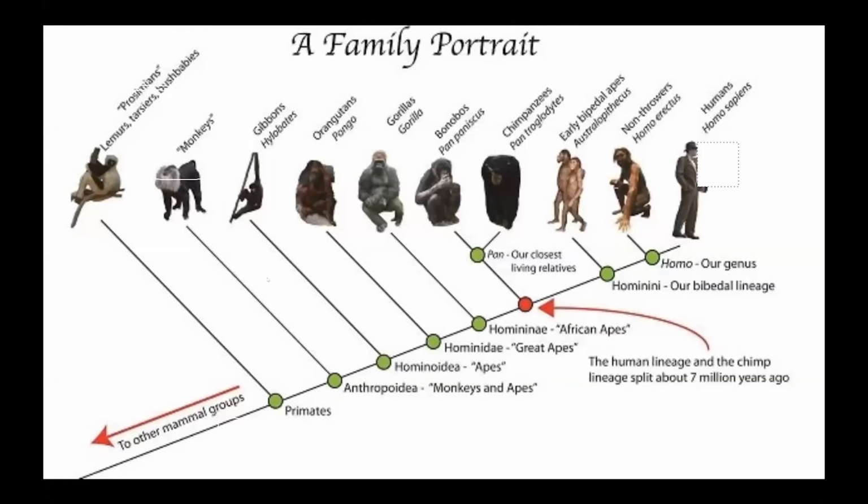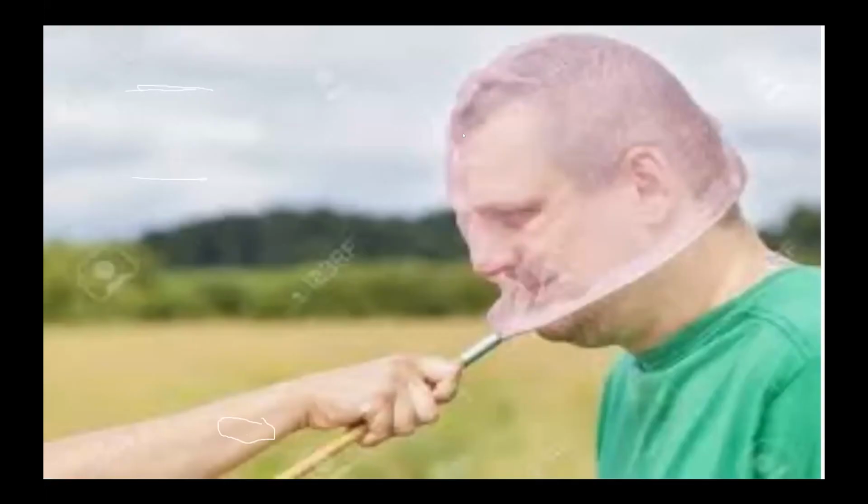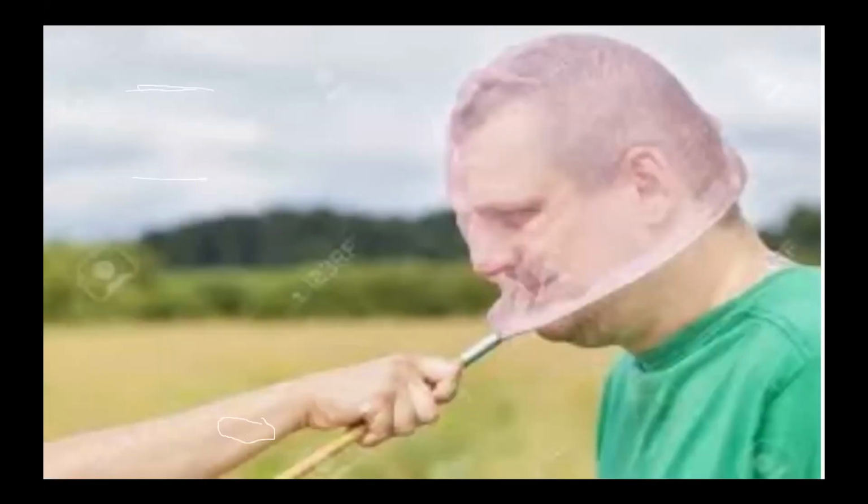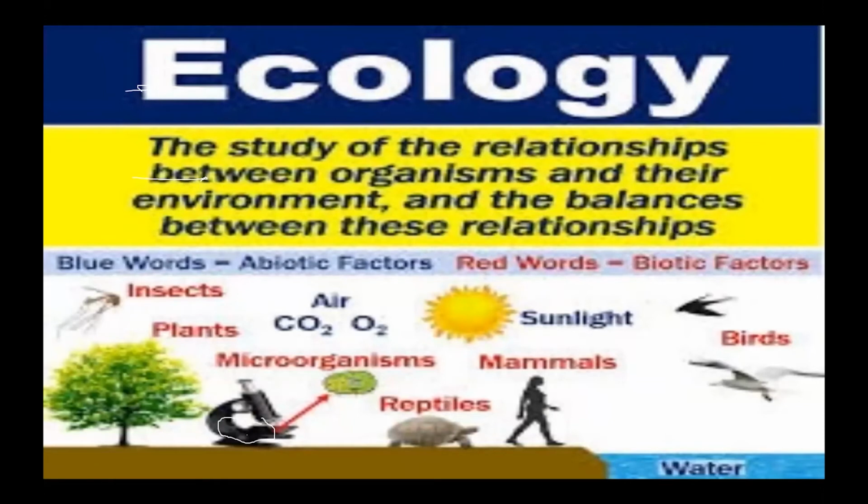We can find our ancestors this way. Here's our closest living ancestor, and then these guys are extinct. And then the ecology. So basically, we can find the way they interact with the environment, whether they benefit the environment, or, like us, they kind of destroy the environment.